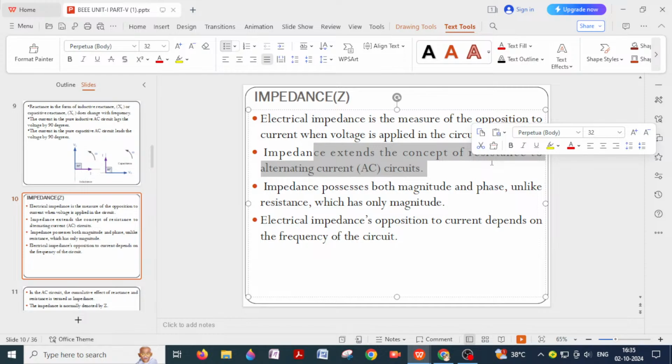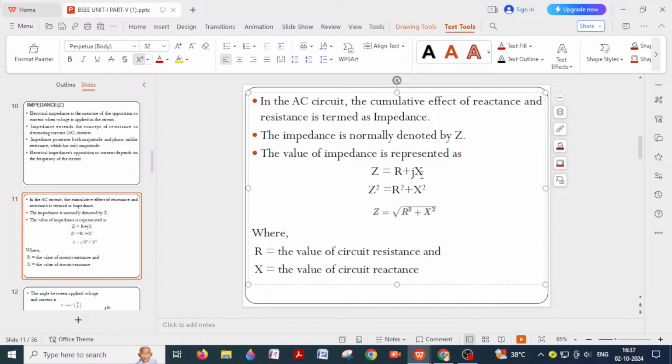So Z is equal to R plus jX. There will be a phase angle displacement, an angular displacement between the R and X. Therefore X is always multiplied with the j operator. Why? Because there will be an angular displacement between R and X.